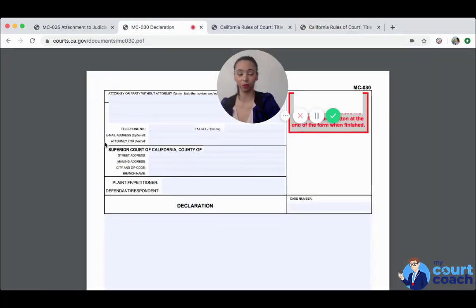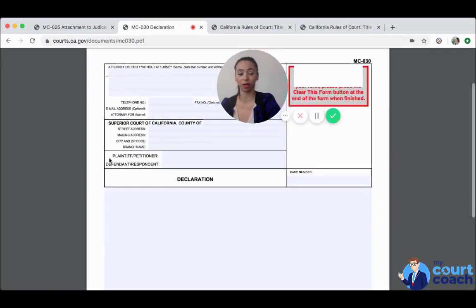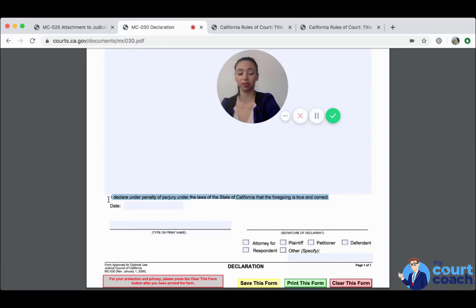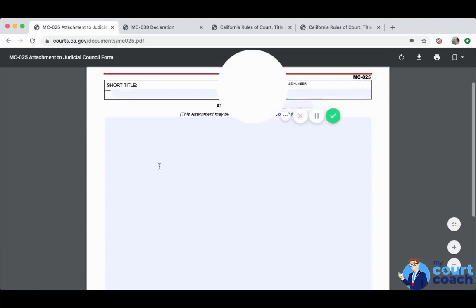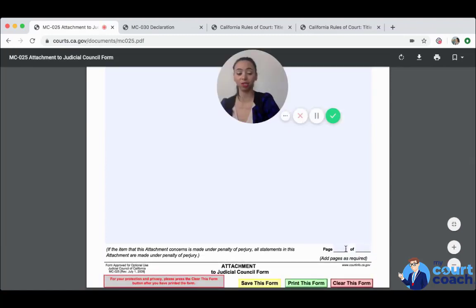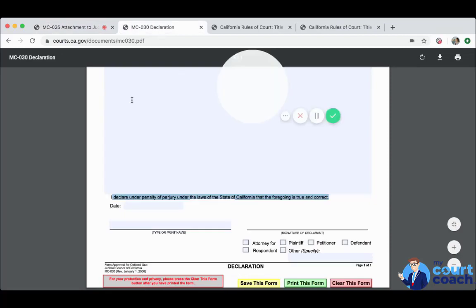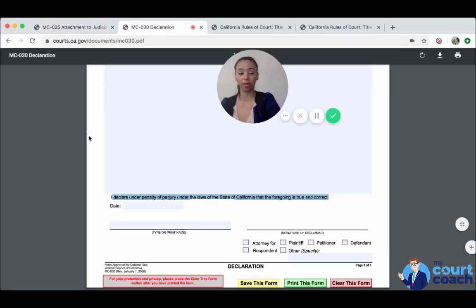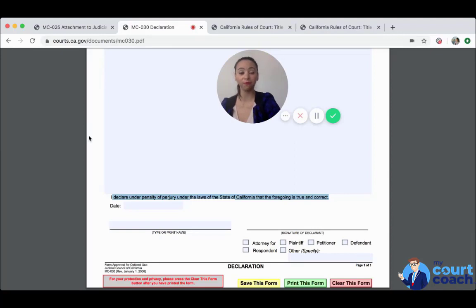Review the local rules before preparing your declaration and make sure that it is signed under penalty of perjury. Make sure that your attachments also have the page numbers that will be attached to your MC-030, and you're going to take these forms and make 3 copies, file them with the court, and make sure that the other party receives a copy of your declaration. And you're also going to make sure that the court has a proof of service of the declaration on file for you.